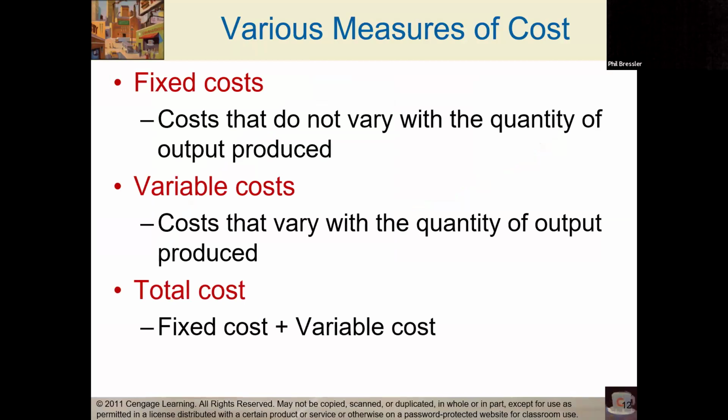Costs that do not vary with the quantity of output. So if I'm thinking fixed costs, I'm thinking rent. Variable costs are costs that vary with the quantity of output. If I'm thinking variable costs, I'm thinking sauce, cheese, labor, hourly labor, electricity. That could be variable cost.